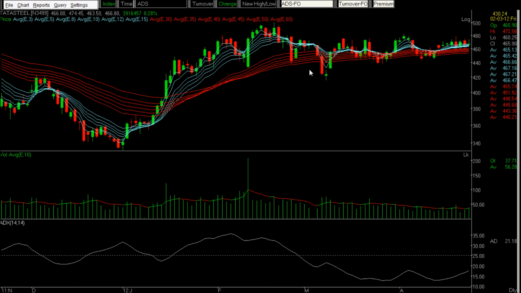First I will tell you about these red and blue lines. These are nothing but moving averages. Instead of putting one moving average, I have put 10 moving averages of different time periods. These blue lines are moving averages of period 3, 5, 8, 10, 12 and 15, and these red lines are 30, 35, 40, 45, 50, 60.